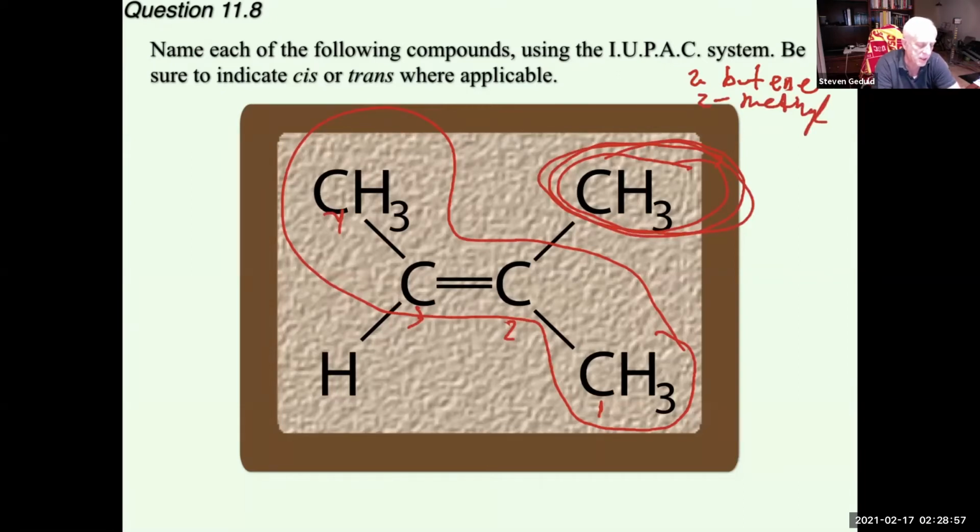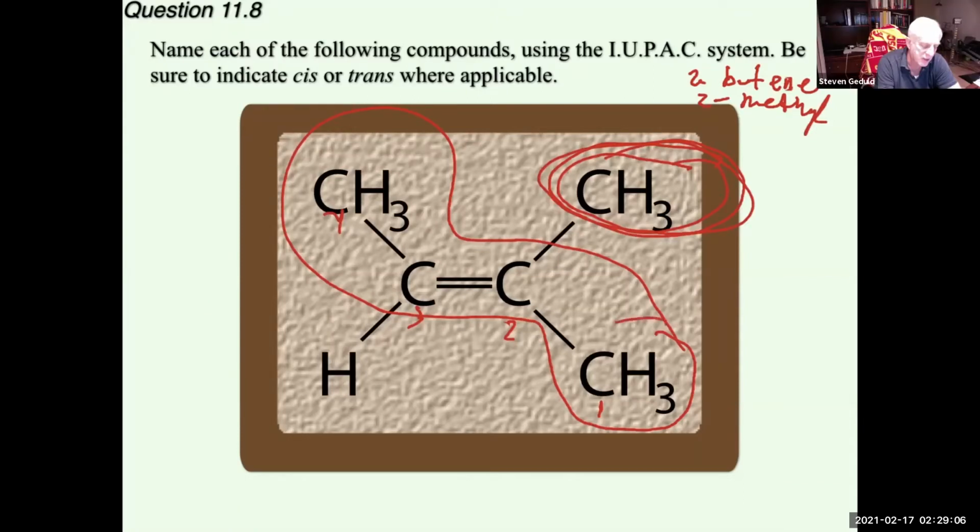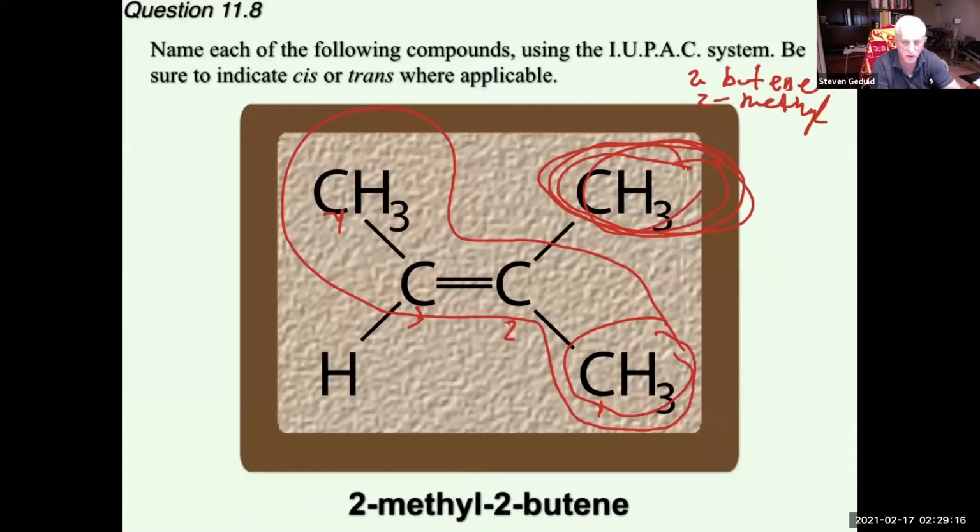Is cis-trans possible? No, because there are 2 identical groups attached here on the right-hand side. So we put this together, it's 2-methyl-2-butene. Again, no cis-trans isomers are possible with this compound.